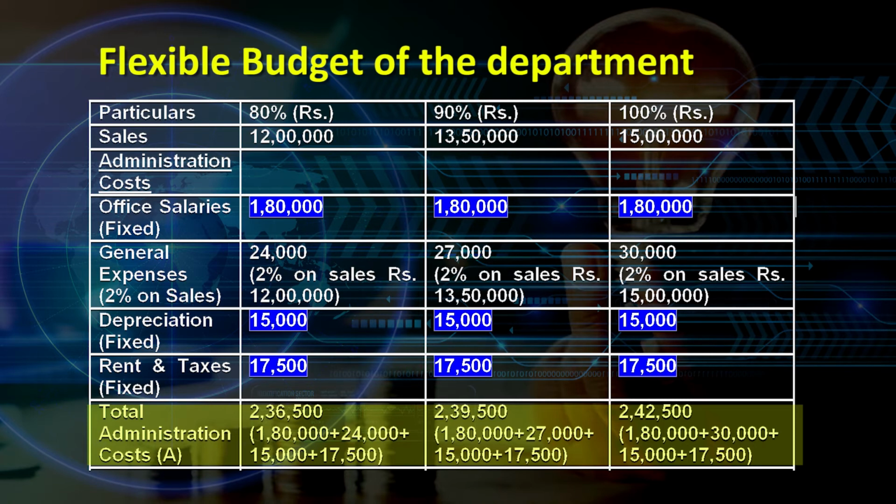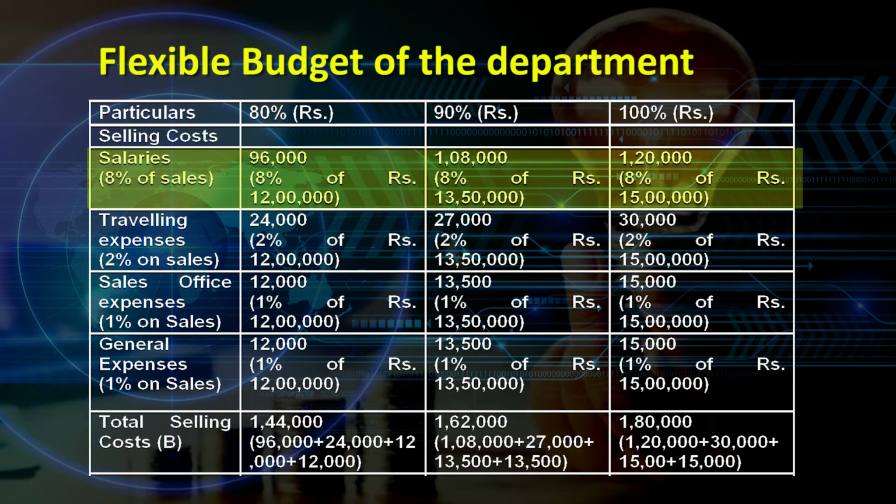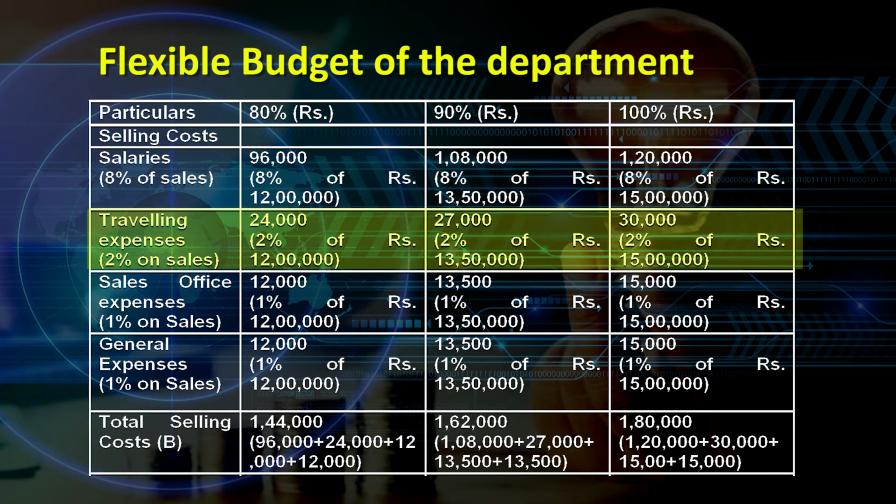Let us now consider the selling costs. The first one, salaries, which are to be taken at 8% of sales. Accordingly, for 12 lakhs of sales at 8%, the salaries will be 96,000 rupees. For 13,50,000 at 8%, the salaries work out to 1,08,000 rupees, and at 15 lakh at 8%, the salaries will be rupees 1,20,000. The next, travelling expenses to be taken at 2% on sales. Accordingly, at the 3 levels, the travelling expenses will be rupees 24,000, 27,000 and rupees 30,000 respectively.